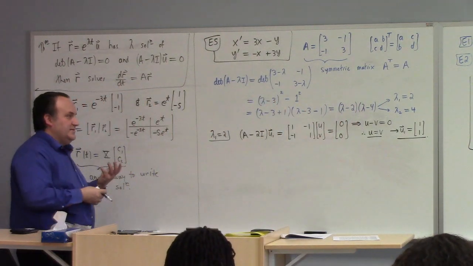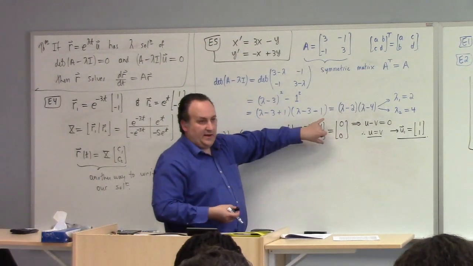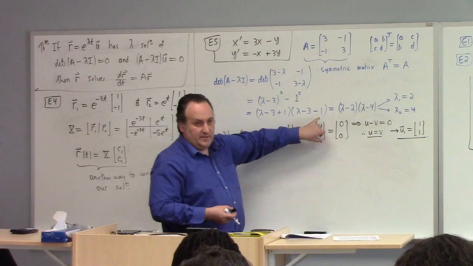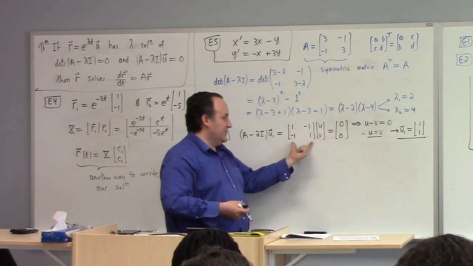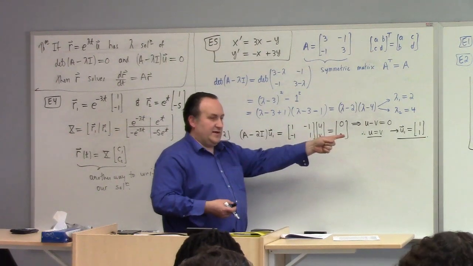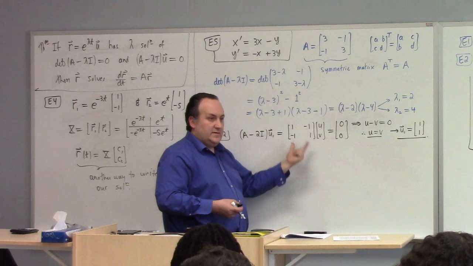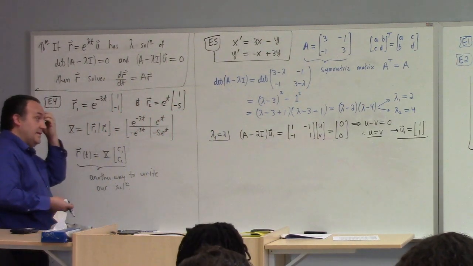You can always check your answer. Does it work? If I put (1, 1) back over here and I calculate this matrix product, it works because (1, 1) is perpendicular to (1, -1) and (1, 1) is perpendicular to (-1, 1), right? The dot product of my eigenvector is 0 with both rows. That must be the case if we're solving the equation correctly.